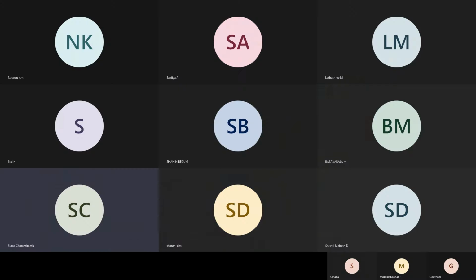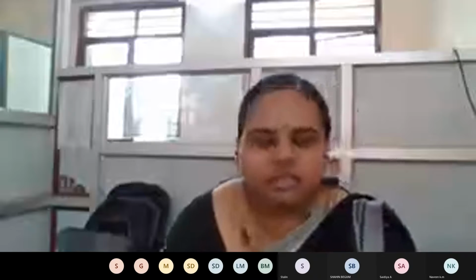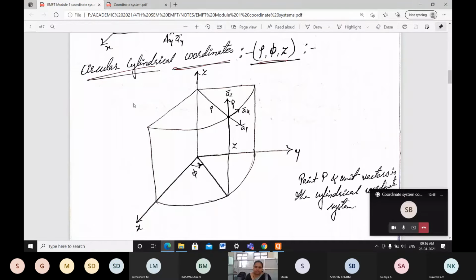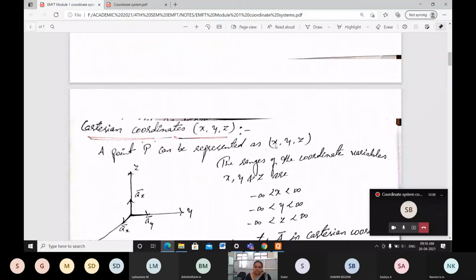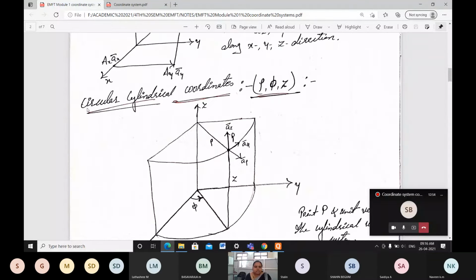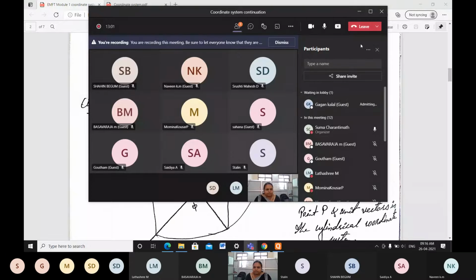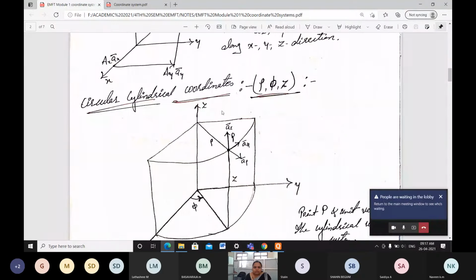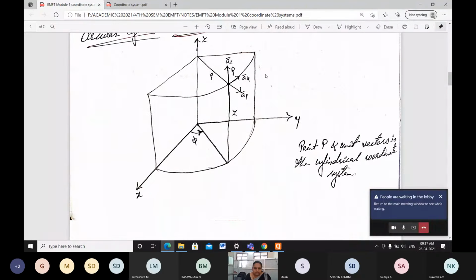Differentiate your Cartesian coordinate system from the circular cylindrical coordinate system. It's mainly based on the varying factors: x, y, z in the Cartesian coordinate system. In terms of your circular cylindrical or cylindrical coordinate system, it is rho, phi, z. Then this is our cylindrical coordinate system.